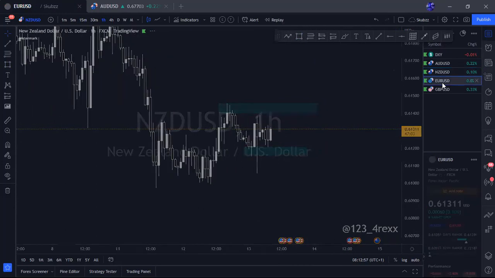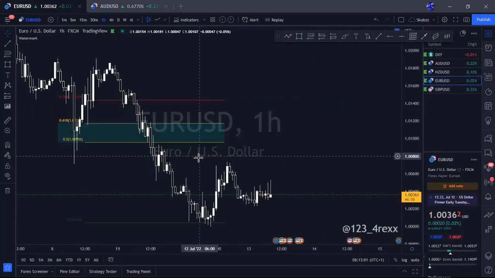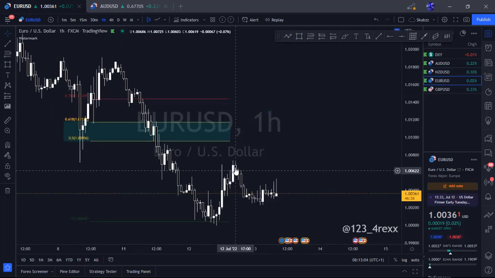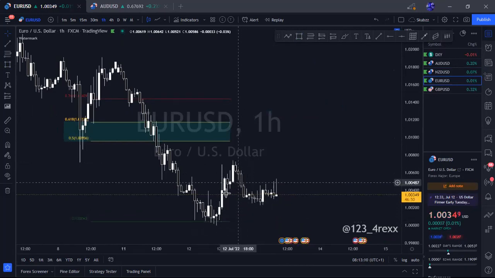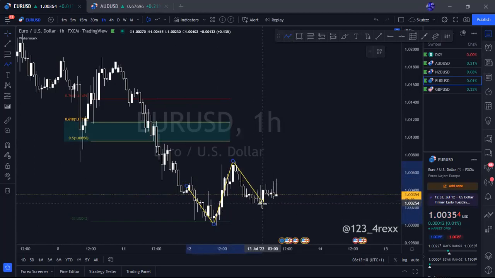Then what's the next one? Euro USD. Yes, Euro USD. Euro USD has not even tapped into the extremes yet. Euro USD still just went up, pushed down. Okay, so now let's flow Euro USD. We had this whole push to the upside, price retraced, and then we're failing to break structure to the downside.